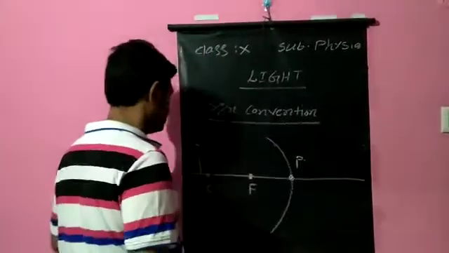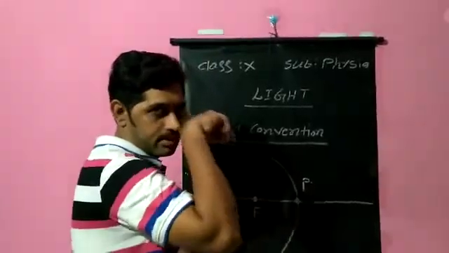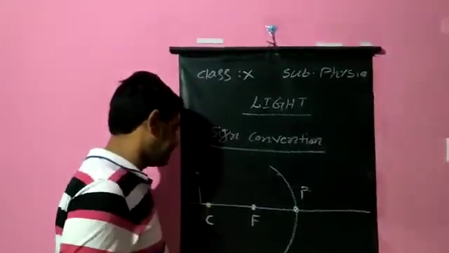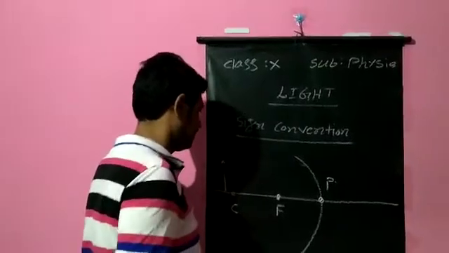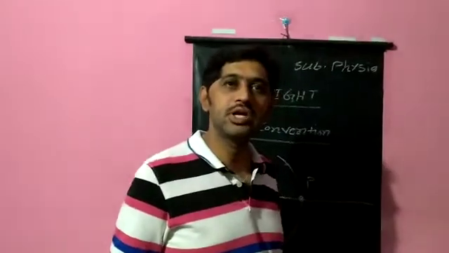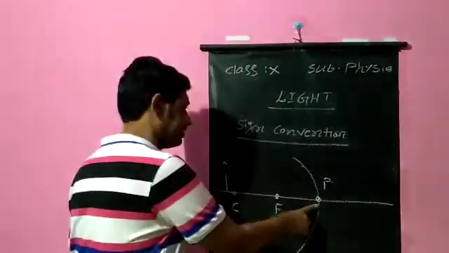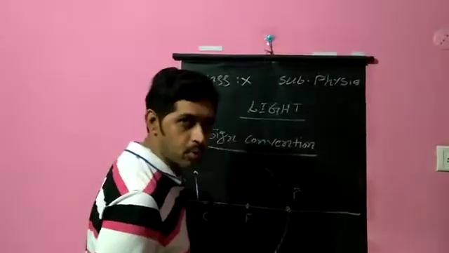And whatever the distances you measure, the object should be placed on the left side. I told you, that's okay. And the second point I told you is that all the distances should be measured from the pole of the mirror. Pole is here. That means whatever the distance you measure, you need to start it from the pole.